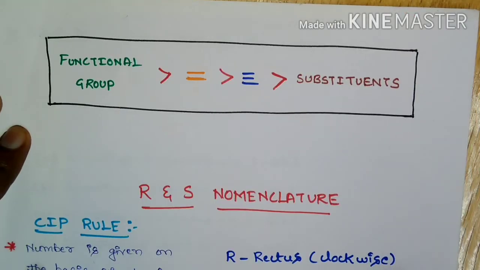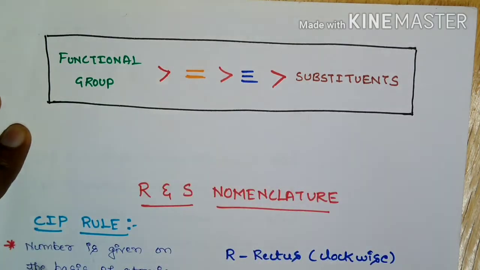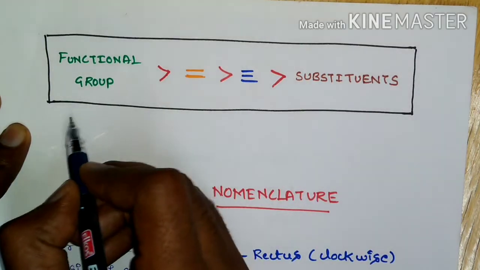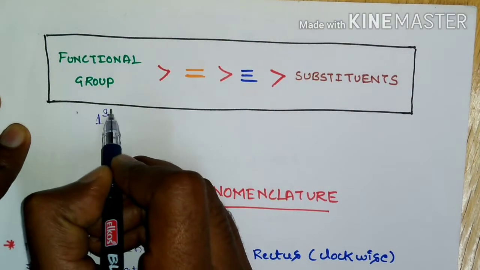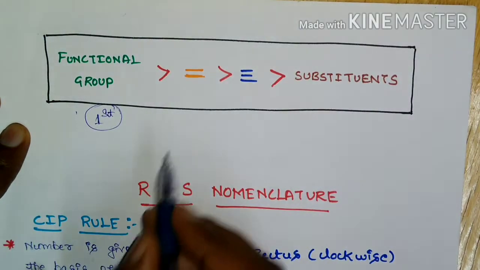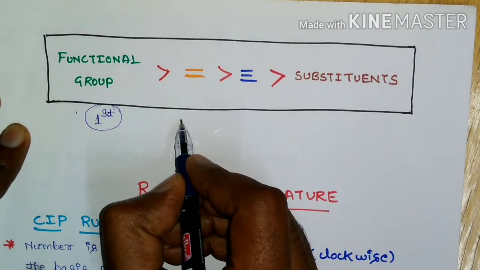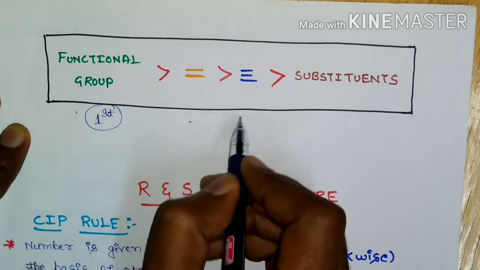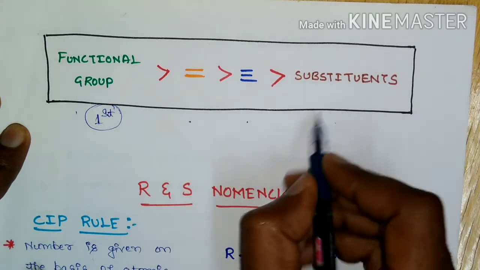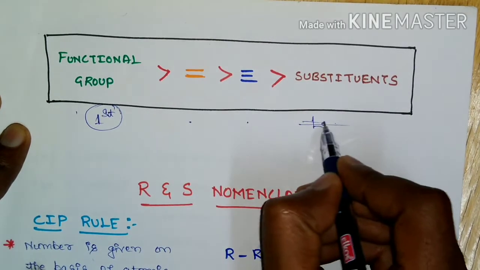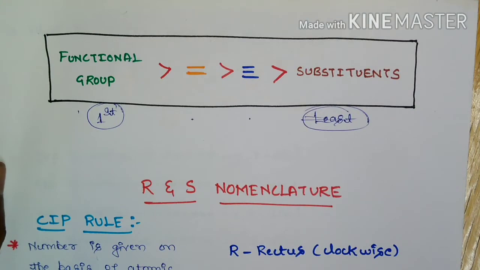Next important thing is this priority order. So always functional group will take first priority, followed by double bond, then followed by triple bond, and the least priority given to the substituents. So these are the important brief content regarding IUPAC nomenclature.